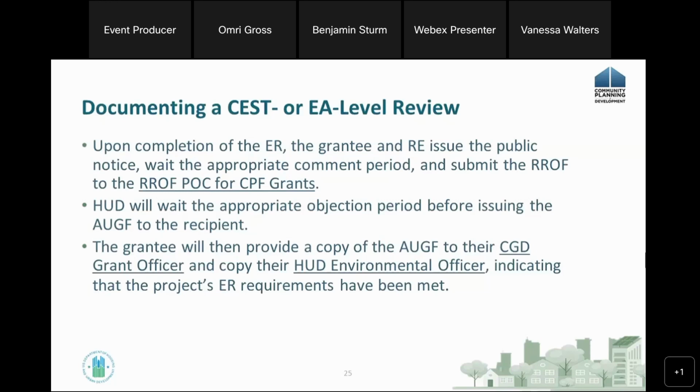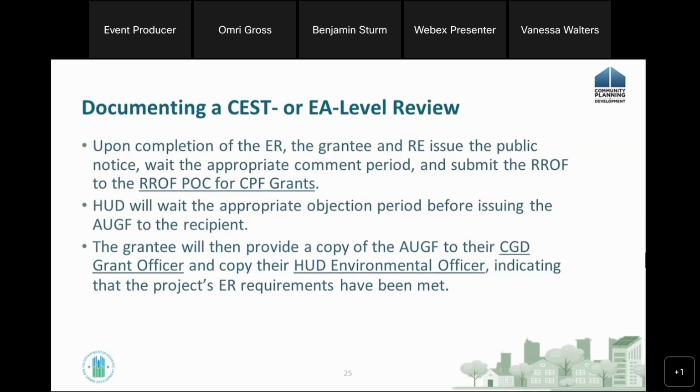Okay, so let's look a little more closely at the steps for documenting the higher levels of review. A lot of this we've already mentioned on the previous slide, but this just gives a little bit clearer picture of the steps. So step 1, complete the environmental review analysis and make the environmental finding. Step 2, at this point, the responsible entity would sign the environmental review signature page. And then step 3, publish the public notice.